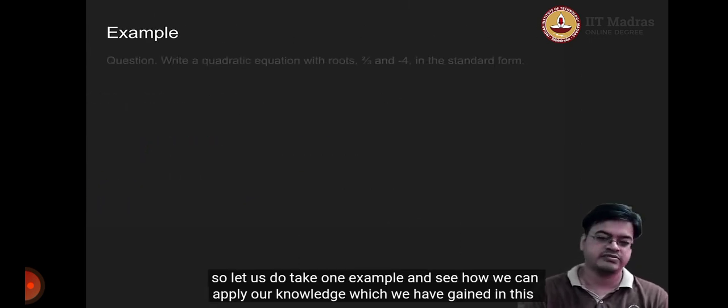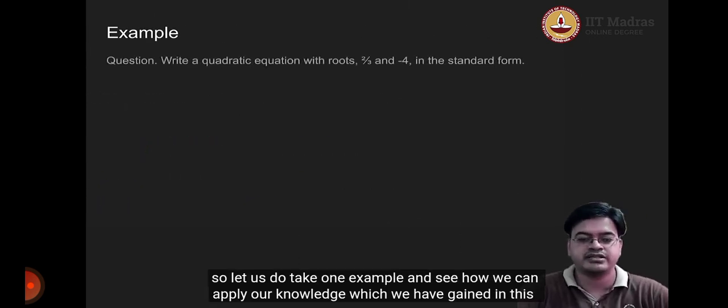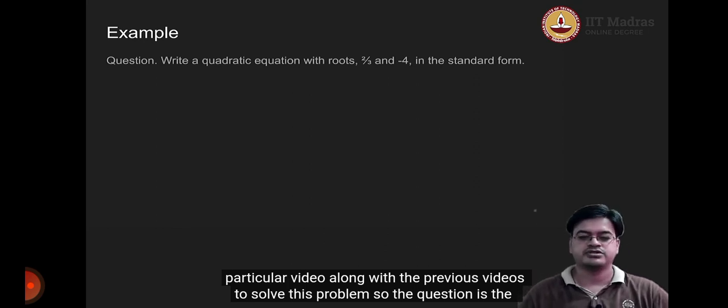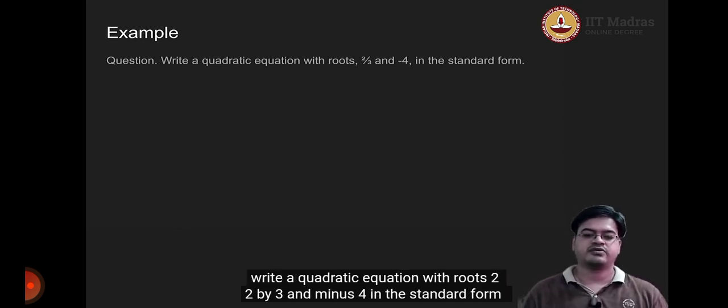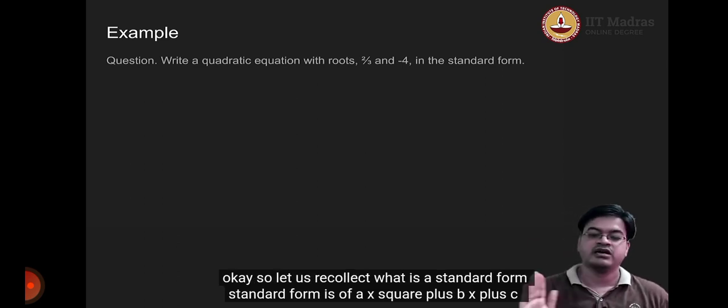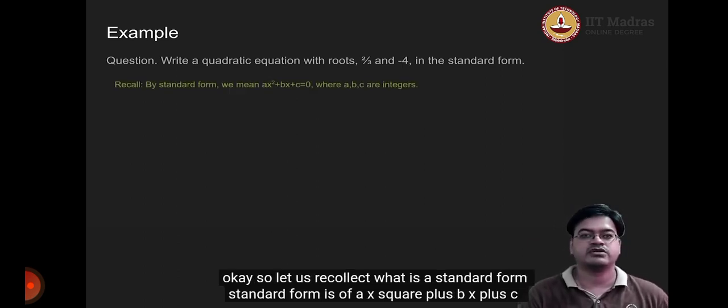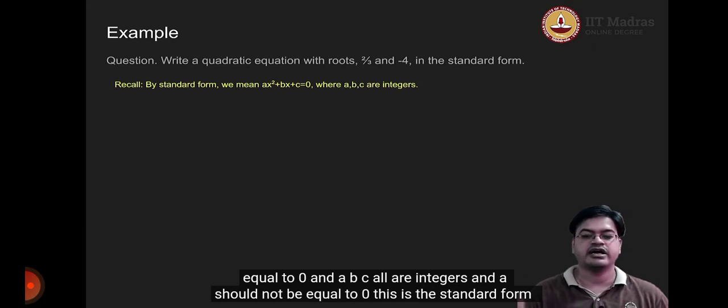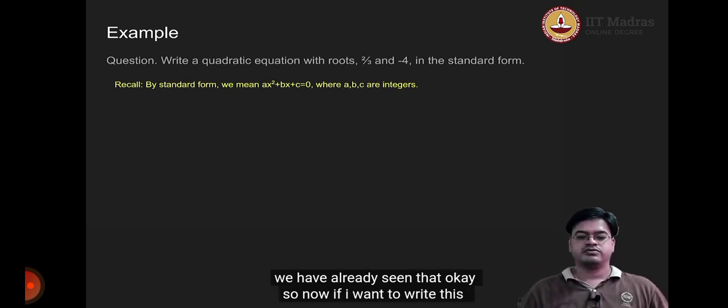So let us take one example and see how we can apply the knowledge we have gained in this video along with the previous videos to solve this problem. The question is, write a quadratic equation with roots 2, 2 by 3 and minus 4 in the standard form. Let us recollect what the standard form is. Standard form is ax square plus bx plus c equal to 0, where a, b, c are all integers and a should not be equal to 0. We have already seen that.